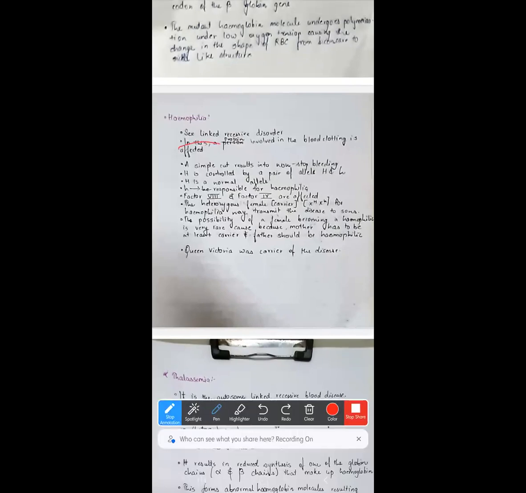Due to certain reasons, we'll start with hemophilia. Hemophilia is a sex-linked recessive disorder, and thus a protein involved in blood clotting is affected. We know there are certain factors which help in the blood clotting process. One of the factors is affected, so a simple cut results in non-stop bleeding.